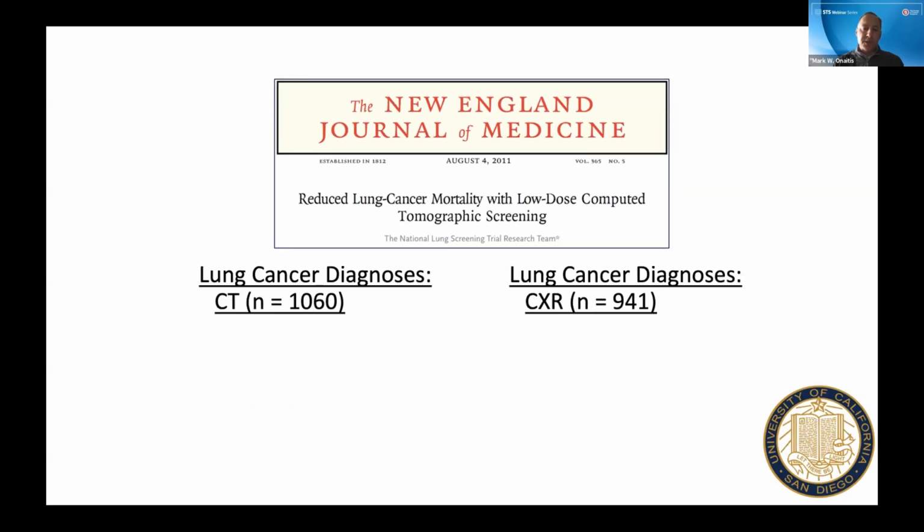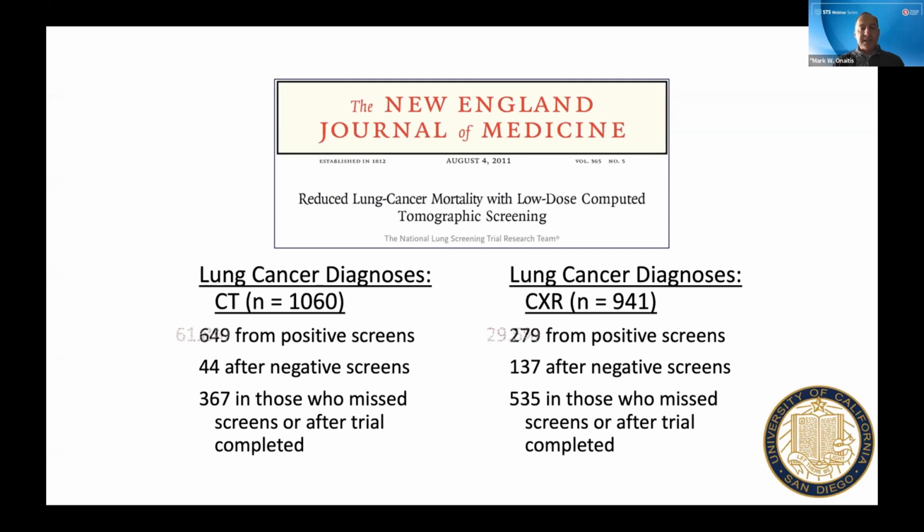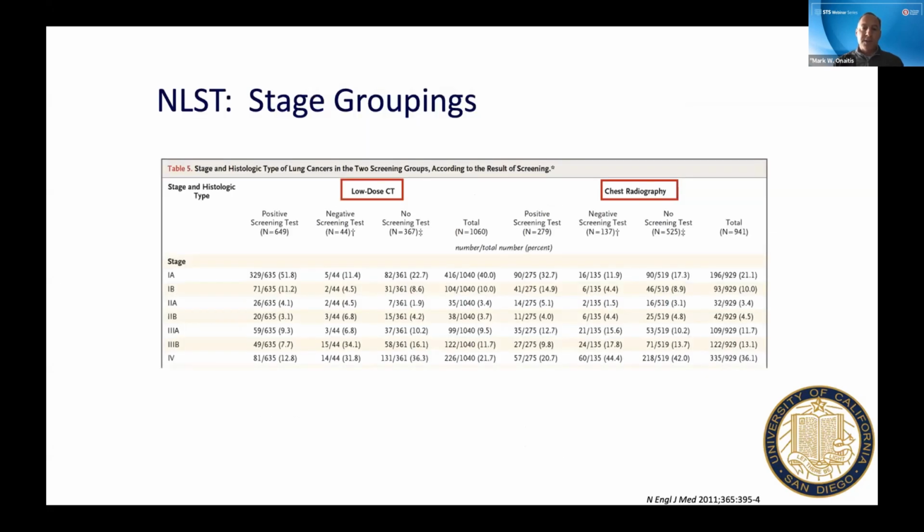So there were two groups, a low-dose CT group and a chest X-ray group. And in the CT scan group, 62% of the diagnoses were made from positive screens, whereas in the chest X-ray group, this was only 30%. You can note in both cases that multiple patients were found not on screening, which is characteristic of this population.